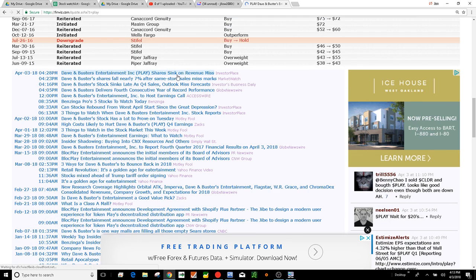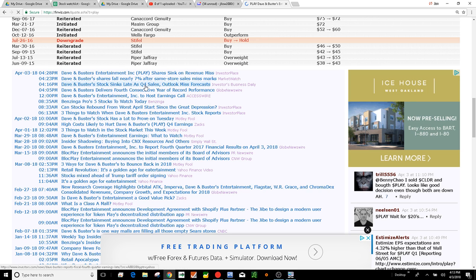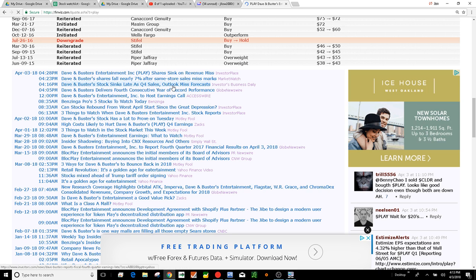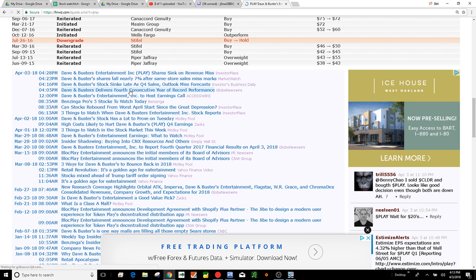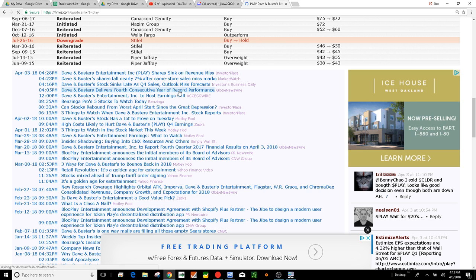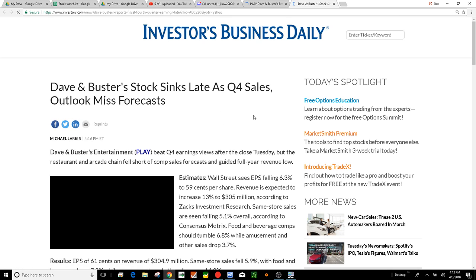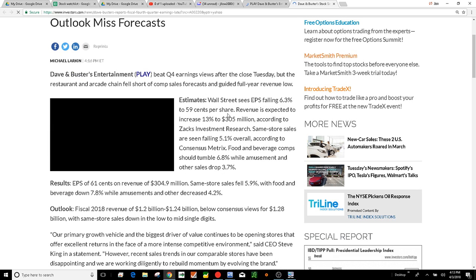And let's see what this is. So it misses the revenue. Shares fall nearly 7%. Same stores miss mark. Let's see. Stock sinks late as fourth quarter sales outlook misses forecasts. Fourth consecutive year of record performance. Let's see here. So let's read this, because we've got to get a flavor of how bad is this fourth quarter earnings report.